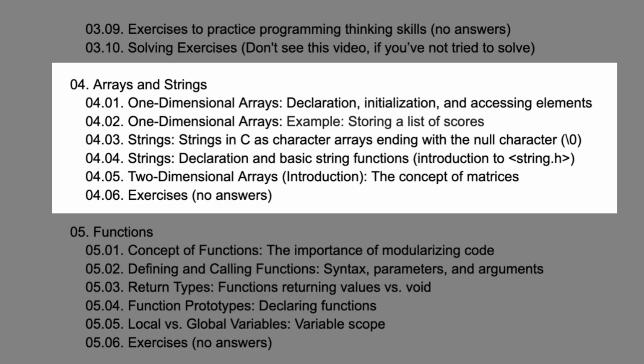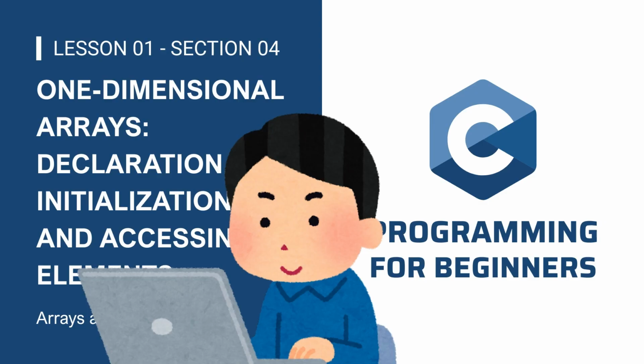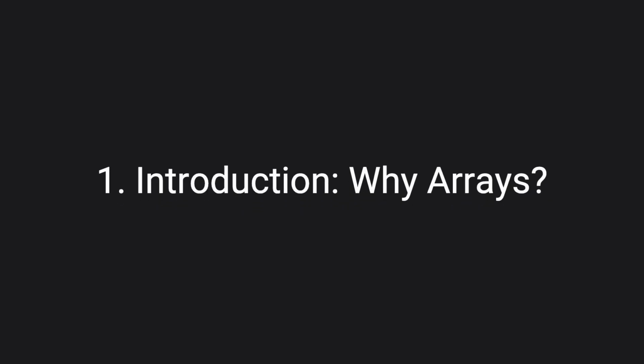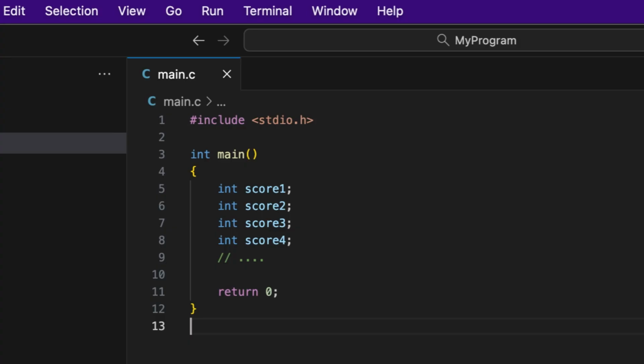Okay, let's get started. First, introduction. Why arrays? So far, when we wanted to store multiple related pieces of data like 5 student scores, we had to create separate variables: int score1, int score2, and so on. This quickly becomes unmanageable for many items. Imagine needing to store 100 scores.